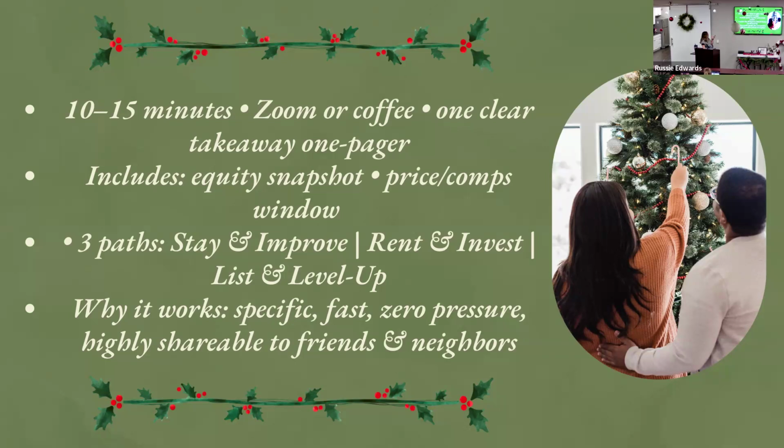Improve, and also include comps and prices. I think that's always just helpful. They're going to have 3 pathways: stay and improve, rent and invest, or list and level up. And then it works because it's specific, fast, there's zero pressure, and it's highly shareable to friends and neighbors. So again, create something that is shareable.